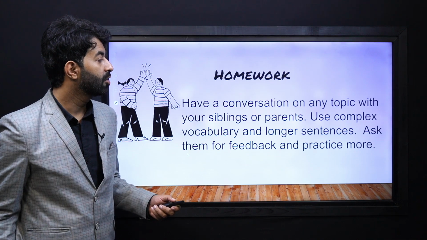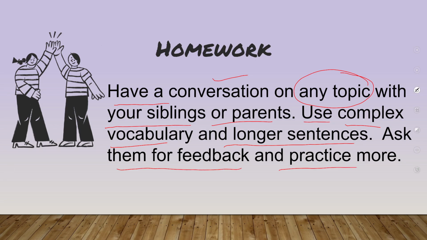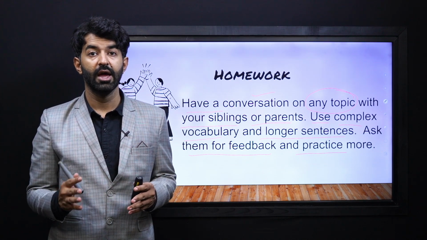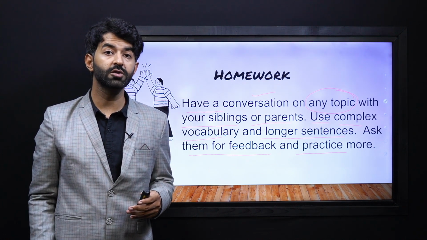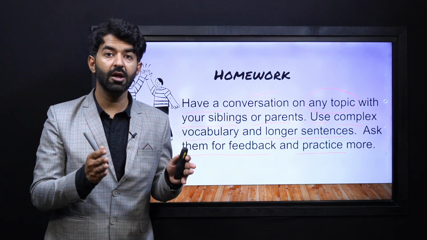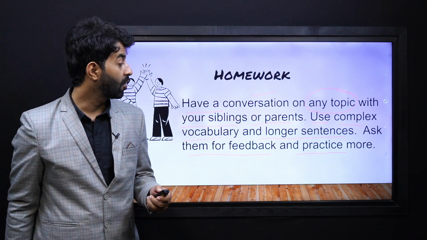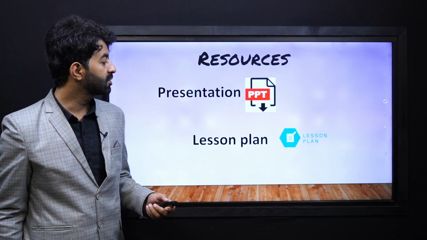Now, for your homework, you have to have a conversation on any topic that you like with your siblings or parents, using complex vocabulary and longer sentences. Ask them for feedback and practice more. Just as we talked about using complex vocabulary, first you need to learn new words and find an opportunity to use them whenever you feel like. And also you need to make longer sentences, take pauses, merge two or three sentences together, and use conjunctions. So you need to do this homework, and then at the end we are introducing some resources.